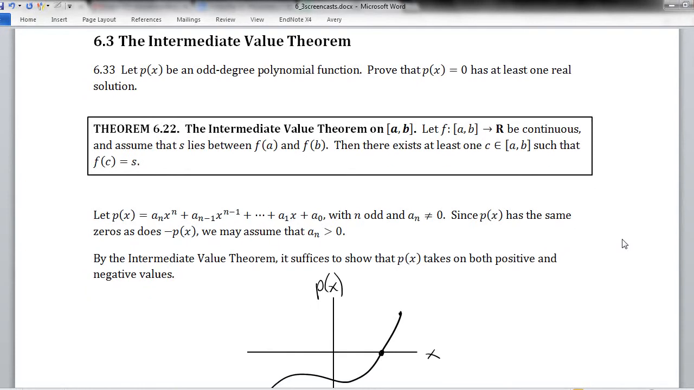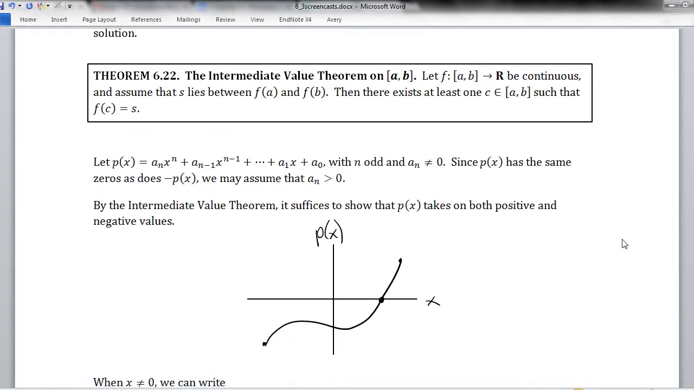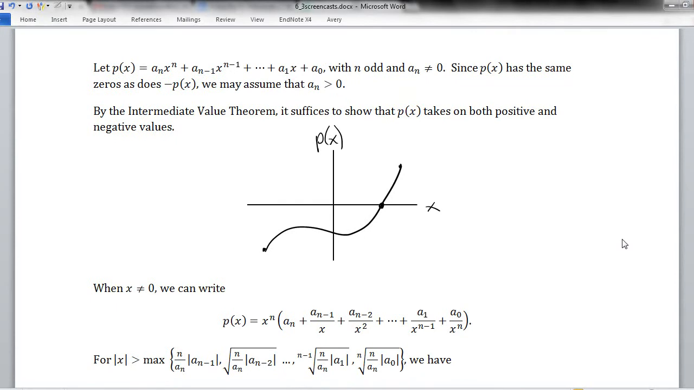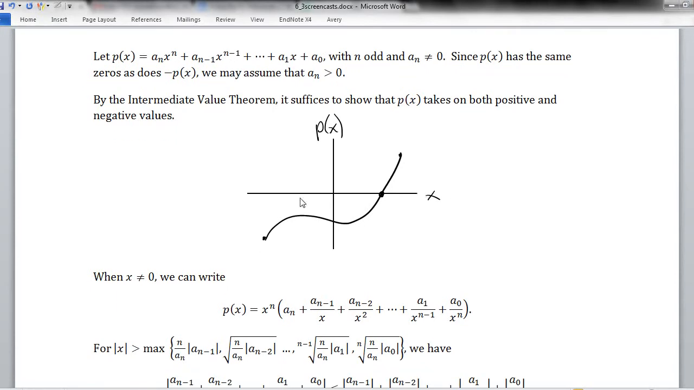Okay, well, to show that p of x has a zero somewhere, by the intermediate value theorem, it's enough to show that it has a positive value somewhere and a negative value somewhere else, because somewhere in between those two x values, you're going to have to cross the axis, right? It's going to have a value of 0. So we need to show it's positive somewhere and negative somewhere.